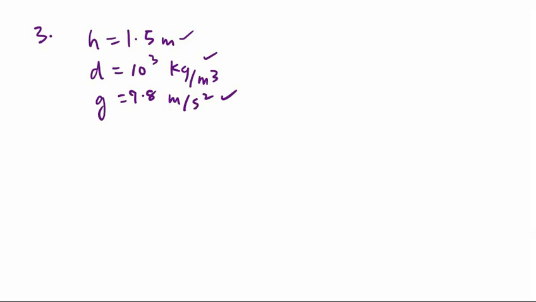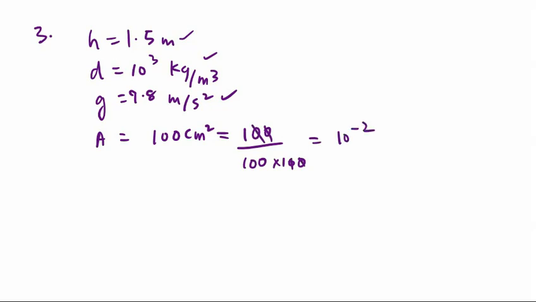Again, SI units. The area of the base of the vessel A is equal to 100 centimeters squared. This time it's not SI units. SI unit for area is meter squared and not centimeter squared. So we'll convert this. This becomes 100 divided by 100 into 100, which is equal to 10 to the minus 2 meter squared. Okay, so now we've got to find pressure and thrust at the base of the vessel.